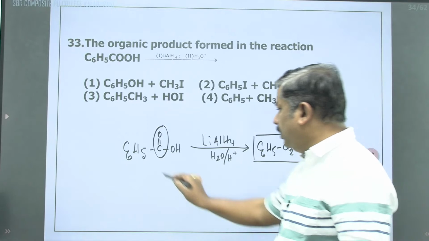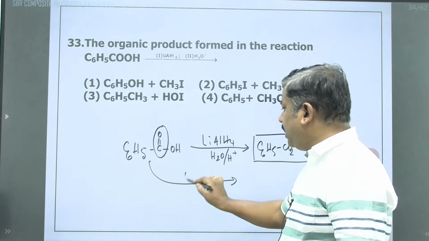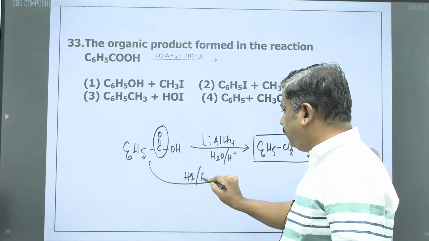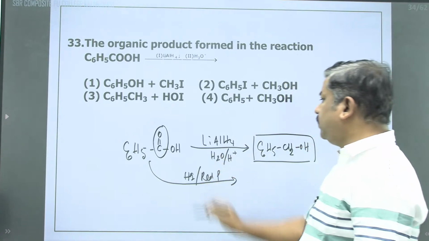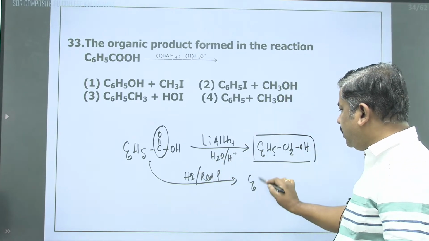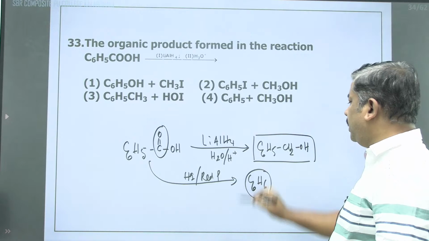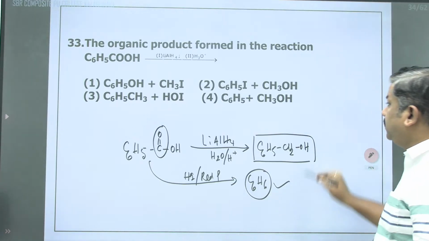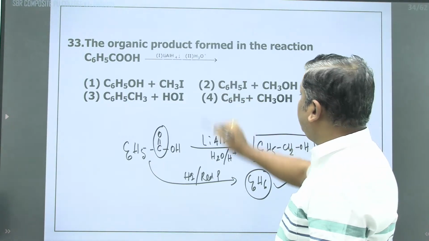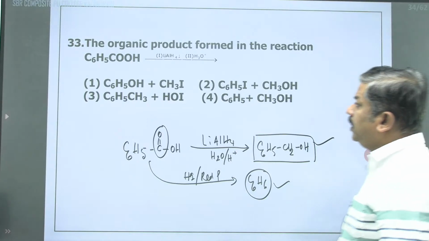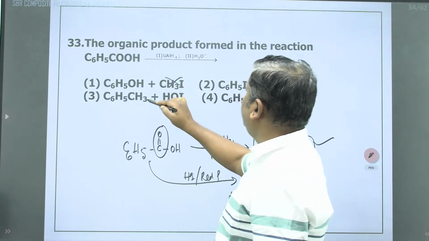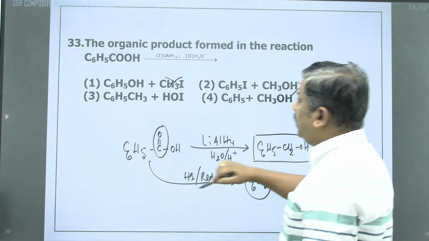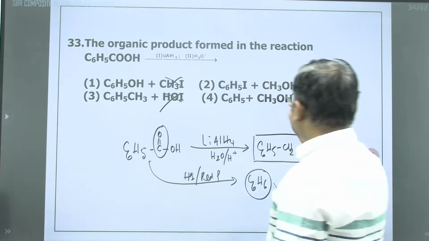When the same compound is treated with hydrogen iodide in presence of red phosphorus, which is also a reducing agent, the main product obtained is a hydrocarbon, that is benzene. Here they are asking only about lithium aluminum hydride, so this will be the product. C6H5OH is incorrect. This is incorrect. This is also incorrect.